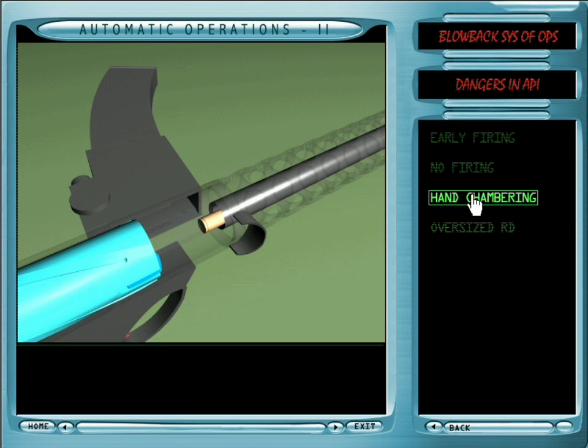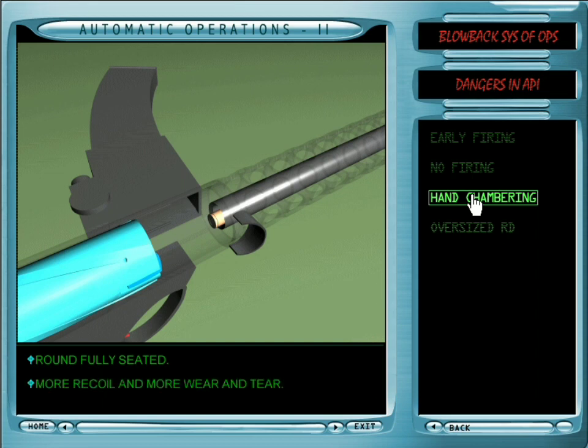Hand chambering. When we hand chamber, we push the round into the chamber, thereby fully seating it. Weapons having blowback with API fire the round in forward motion. In this case, the firing pin strikes the primer when the round is fully ahead. Therefore, all of the blowback energy acts in the rearward direction. This will result in more recoil on the firer's shoulder and more wear and tear to the body of the weapon. So, the round has to be fed from the magazine before firing.